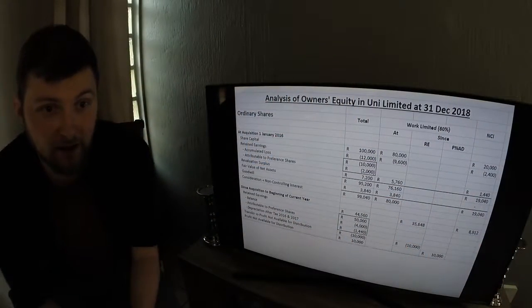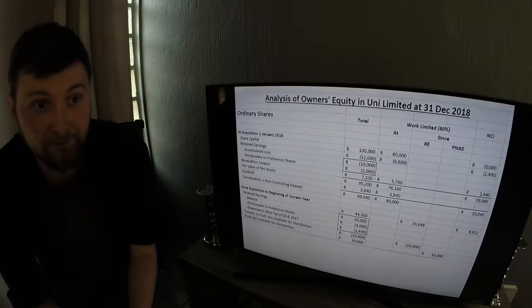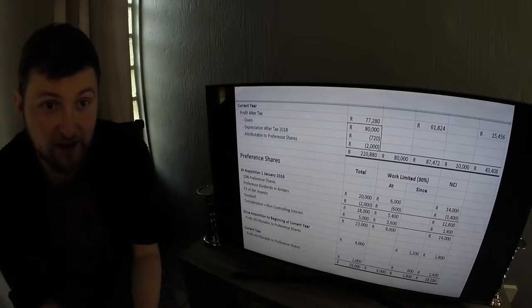Because we have an accumulated loss, we need to add a profit not available for distribution column, which we'll explain more later. We also have ordinary shares and preference shares, which means we need to have two separate analyses for each share type.